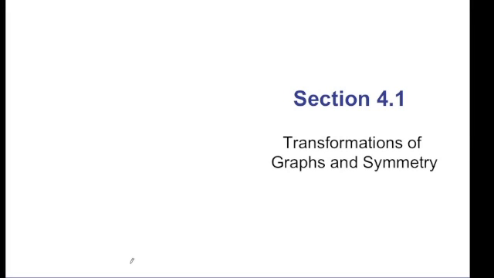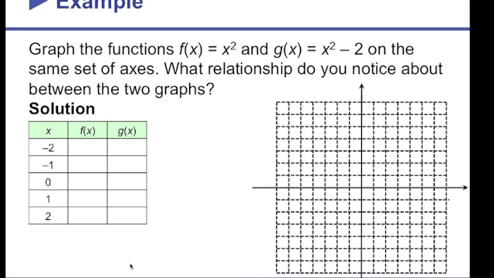This series of videos will be on section 4.1 in college algebra and context, transformations of graphs and their symmetry. We're going to graph the functions f of x equals x squared and g of x equals x squared minus 2 on the same axis. And what relationship do we notice about the two graphs?